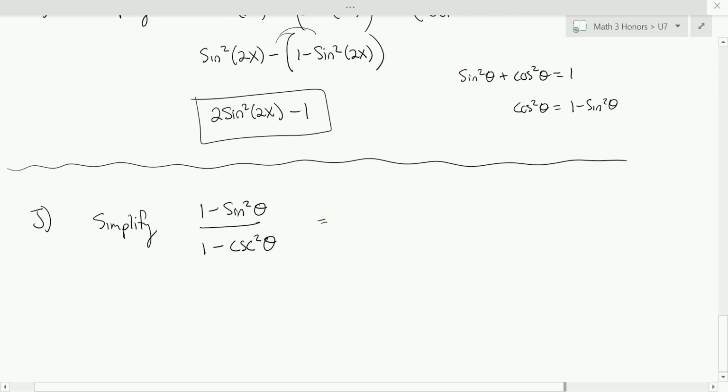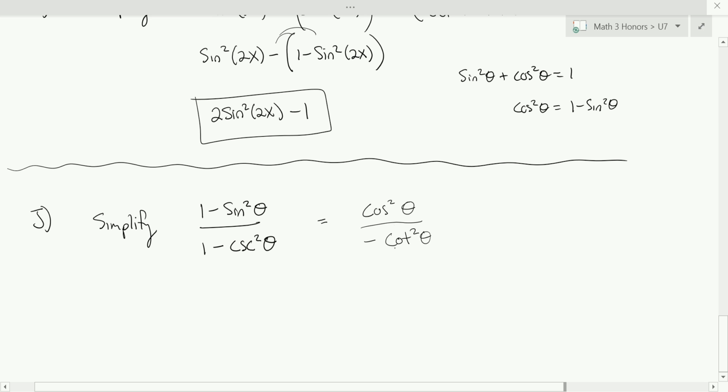Did anybody figure out what to replace 1 minus sine squared with? Cosine squared. Did anybody figure out what to replace 1 minus cosecant squared with? Negative cotangent squared. Does anybody need to see how we came up with these?